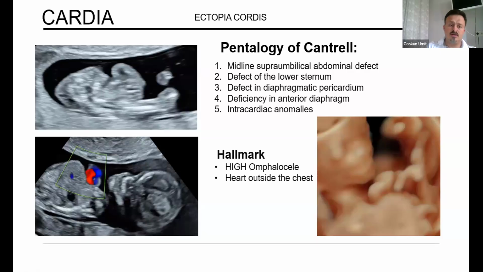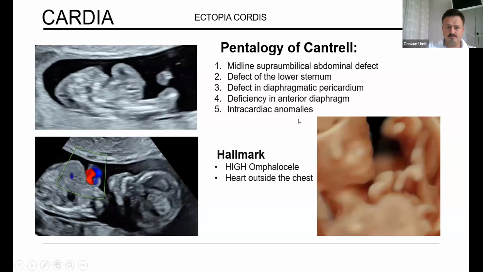Also, sometimes it is a part of pentalogy of Cantrell. The components are a midline supraumbilical abdominal defect, a defect of the lower sternum, a defect in the diaphragmatic pericardium, and an anterior diaphragm defect. And also, sometimes there are some intracardiac anomalies in this case.